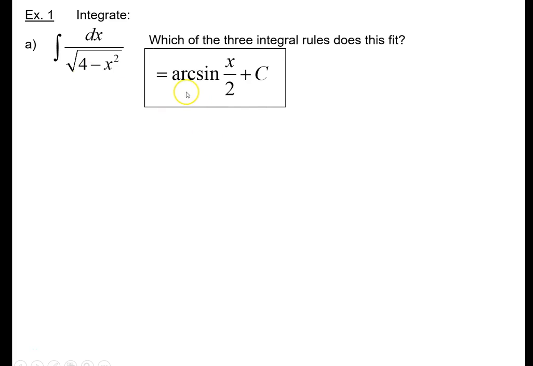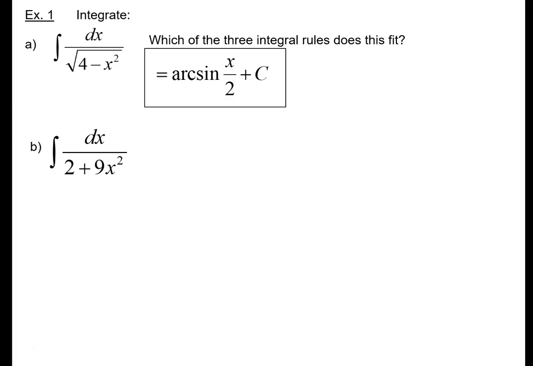Suppose I want to do the integral of dx over the square root of 4 minus x squared. So if you look at those three rules that you just wrote down, hopefully one of those rules is jumping out at you. Do you see that this fits the first one, the arcsine rule? So a squared is 4, so a would be 2. So this would be the arcsine of x over 2 plus c. Straightforward, no u sub involved.